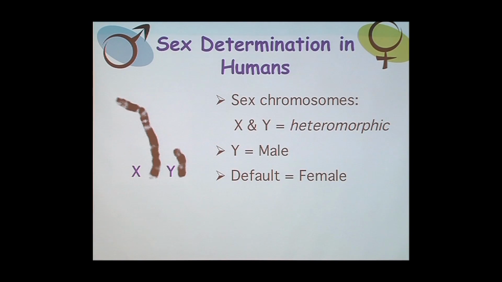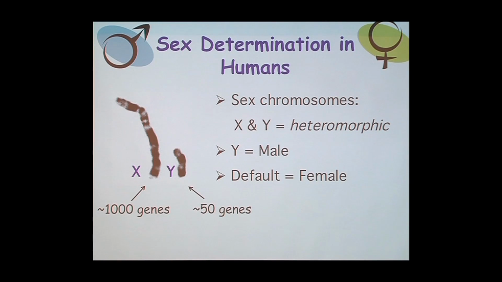Okay, so the next inheritance pattern that we want to talk about is X-linked inheritance. And before we talk about X-linked inheritance, I want to review some points about the sex chromosomes. So to remind you, in humans, we have 2 sex chromosomes, the X and the Y. And these 2 chromosomes don't look alike, do they? They're very different. They're called heteromorphic, for different. So in humans, what determines the sex is the Y chromosome. The presence of the Y chromosome means male. The absence of the Y chromosome, the default, is female. Okay, simple as that. Presence of the Y chromosome is male.